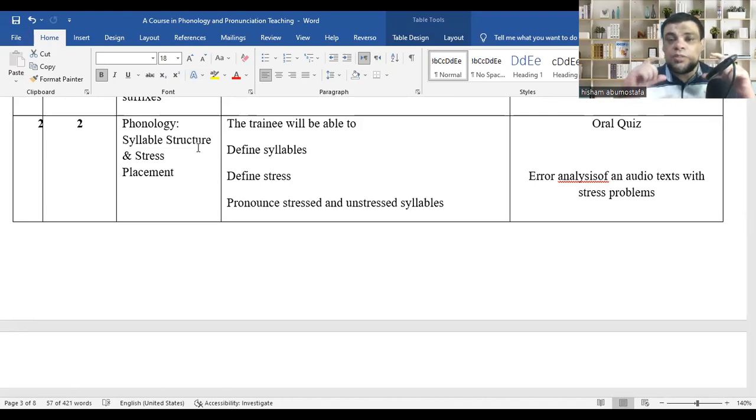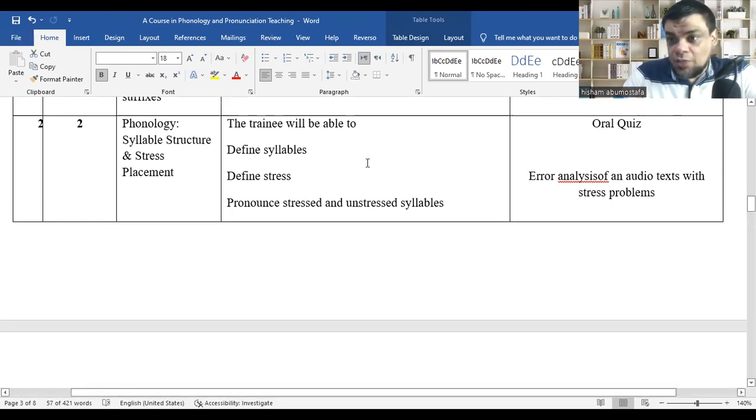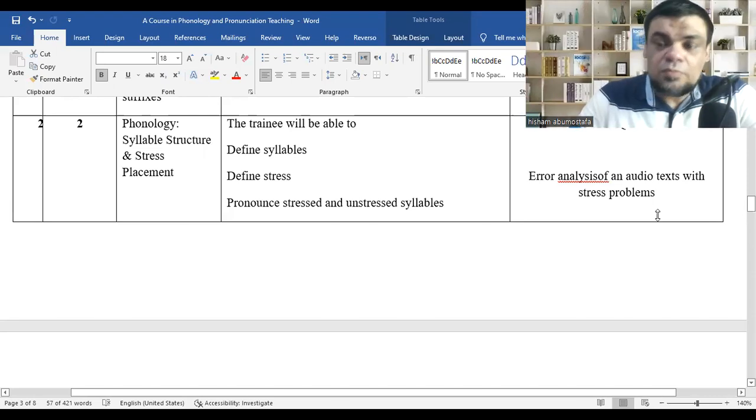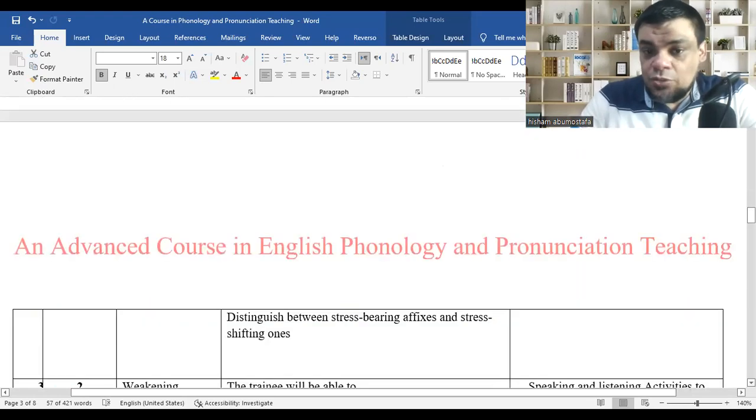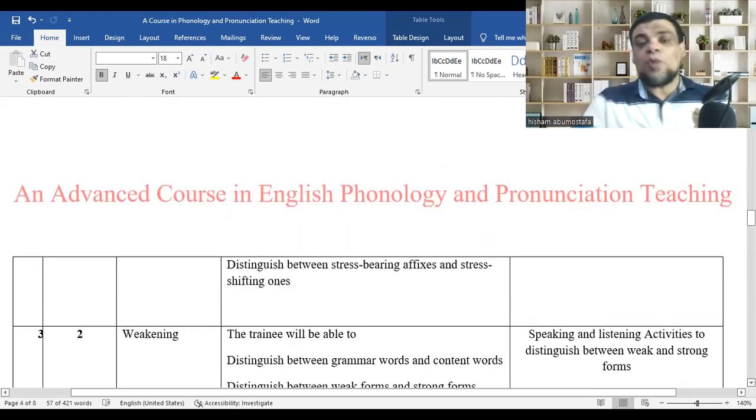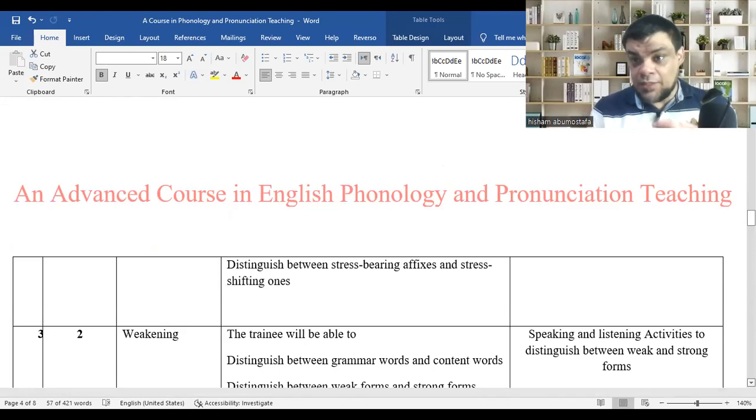So we are going to see the nature of the stress in English. How can we pronounce stressed and unstressed syllables? This is something very important, okay? Because stress is something very important in English. If you misplace stress, this would lead to mispronunciation. Also, we are going to discuss how to place stress, which syllable should take the stress in words. Is there a simple rule for this or not?